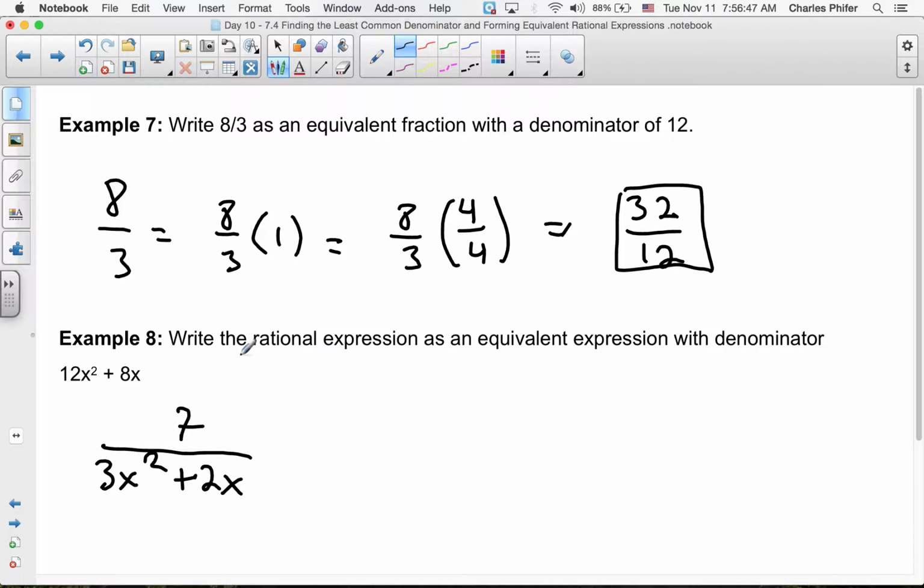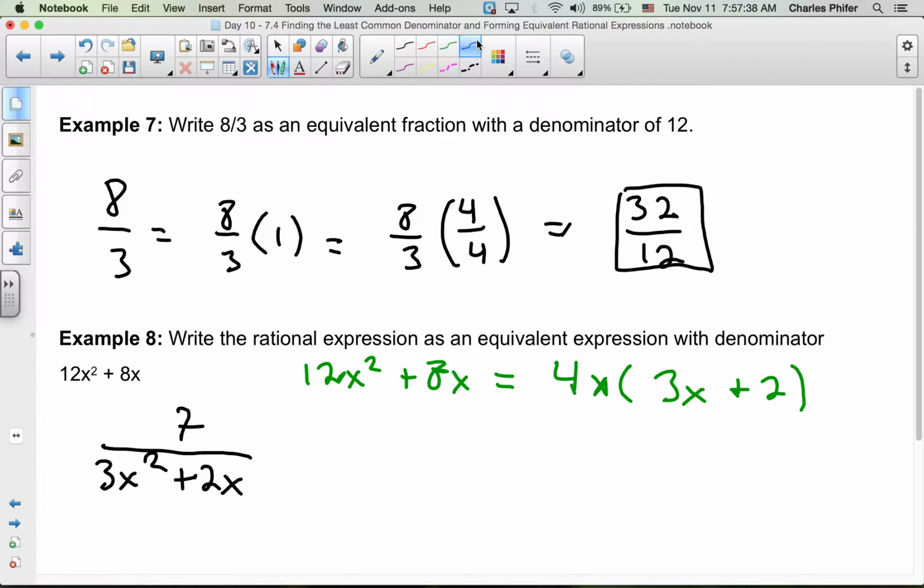Okay. So we want a denominator of 12x squared plus 8x. Can we factor this denominator? Let's factor this 12x squared plus 8x first. That's the same as, what can we factor out of 12 and 8? 4. So then 4, and we can factor out of what? X. And that leaves us with 3x plus 2.